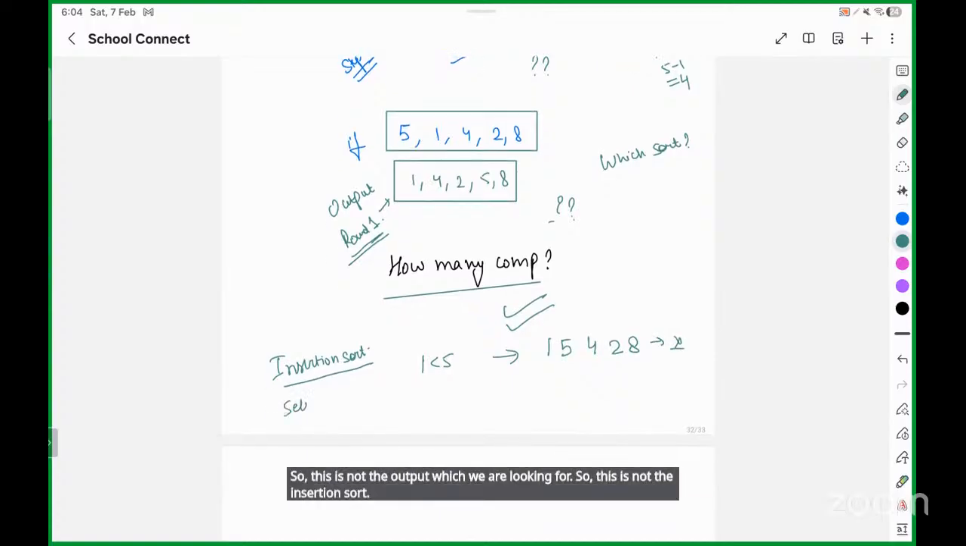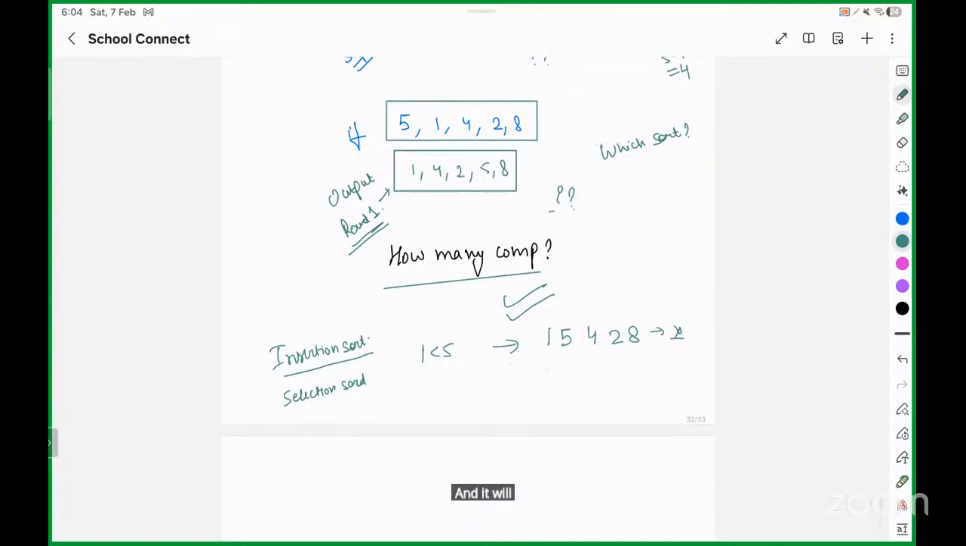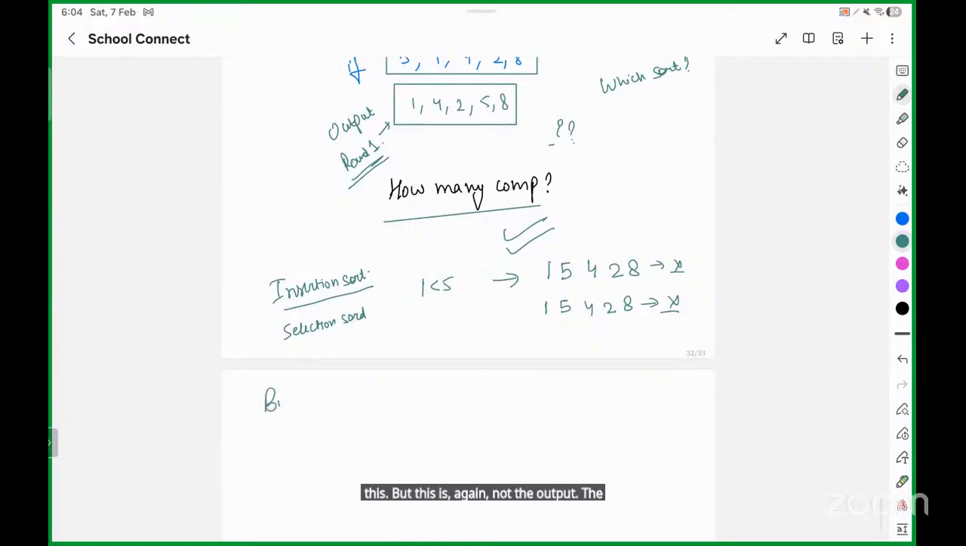Now if we look at selection sort, it will find me the minimum of all these 5, 1, 4, 2, 8, and it will be 1, and the 1 will swap with 5. So it will again give me this. But this is again not the output. Now the option only left is bubble sort.